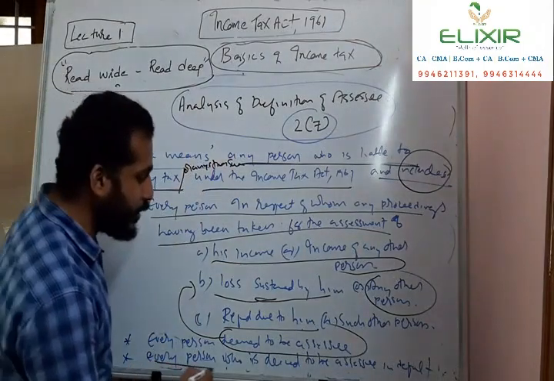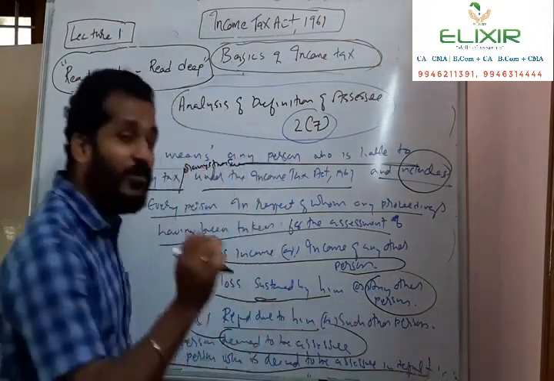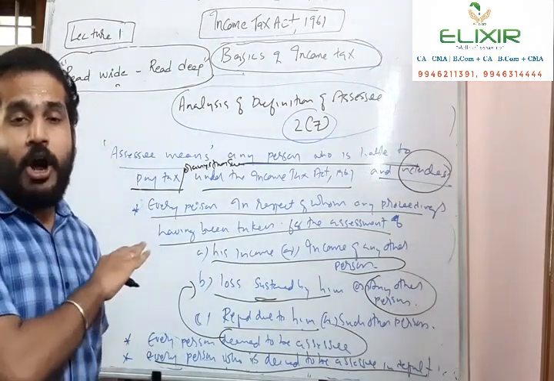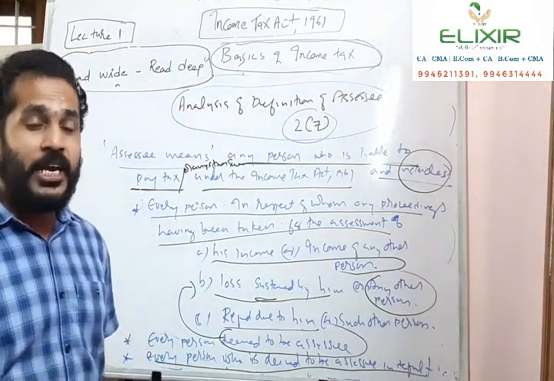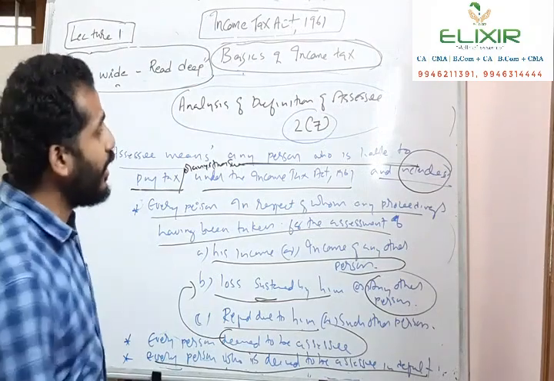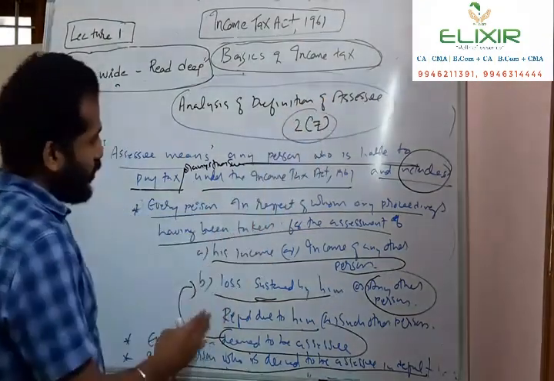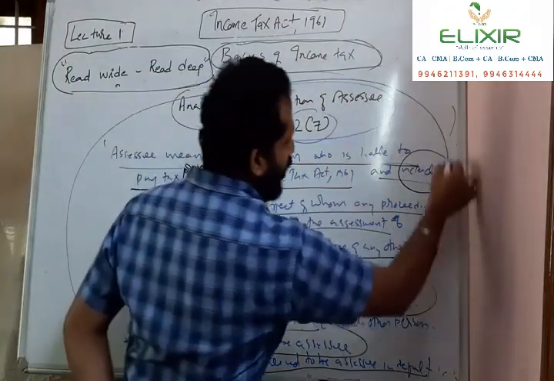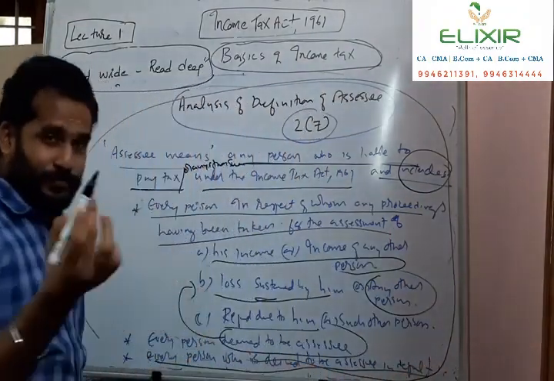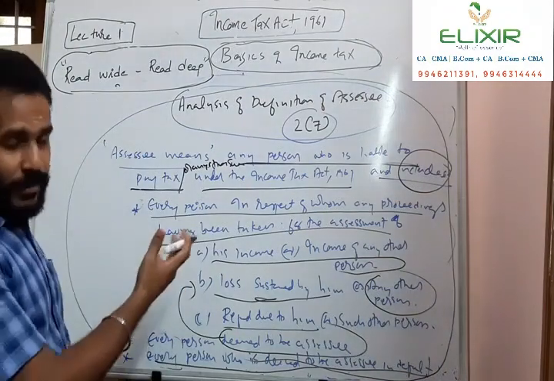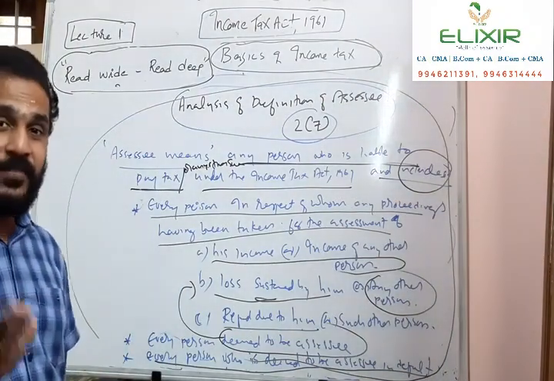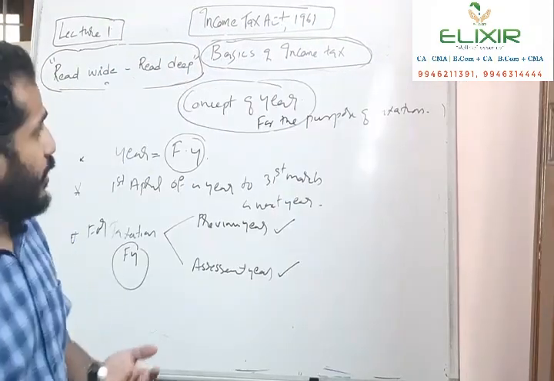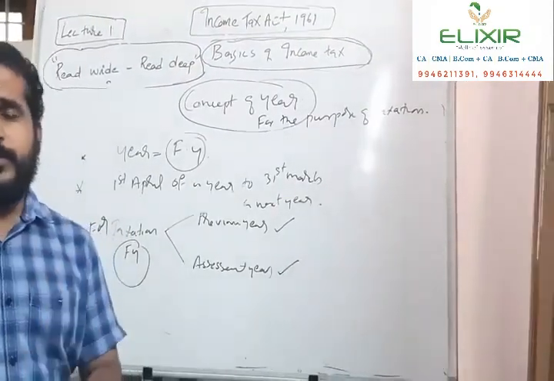Then every person who is deemed to be an assessee in default. The person who is in default, who has not complied with the statutory obligations, can also be categorized under the term assessee. So this is the inclusive part, and this is all about the term assessee. To conclude, once again, every person may not be an assessee, but every assessee is a person. Thank you. So we learned the concept of person and the concept of assessee.